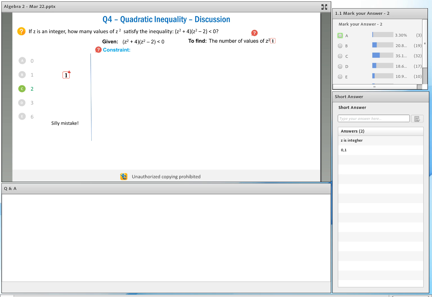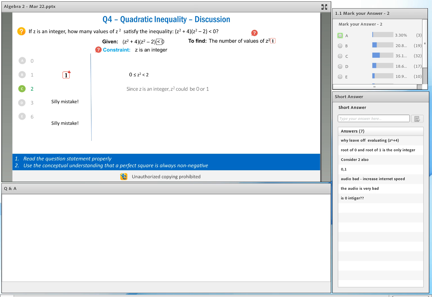And if you forgot, the constraint is z is an integer, so you say, hey, z square has to be between 0 and 2, which means that z square can have two values: z square could be 0, z square could be 1, z square cannot be 2. Why? Because once z square becomes 2, this inequality doesn't get satisfied. Because then it becomes equal to 0, not less than 0. Since z square can have two values, 0 or 1, and yes, 0 is an integer, the correct answer is choice C, which is 2.